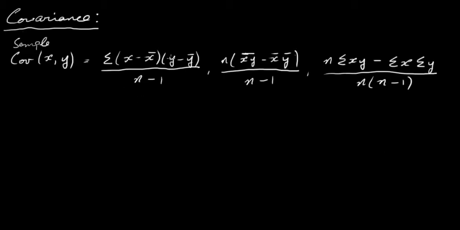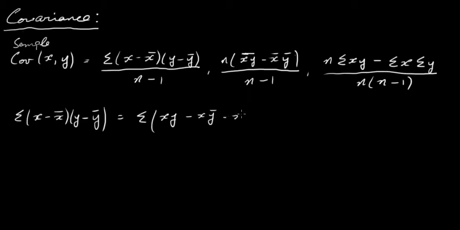So let's start with the numerator first. We're going to start with the sum of x minus x bar, y minus y bar. We're just going to have a look at this first and rearrange it. First of all I'm just going to multiply out the brackets. If we multiply out the brackets here, we get x times y, which is xy. We get minus x y bar. We'll get minus x bar y, and then finally plus x bar y bar.